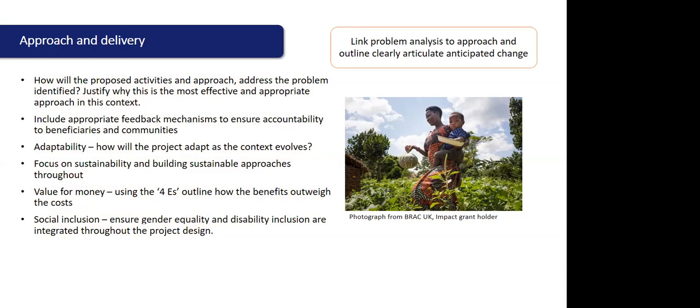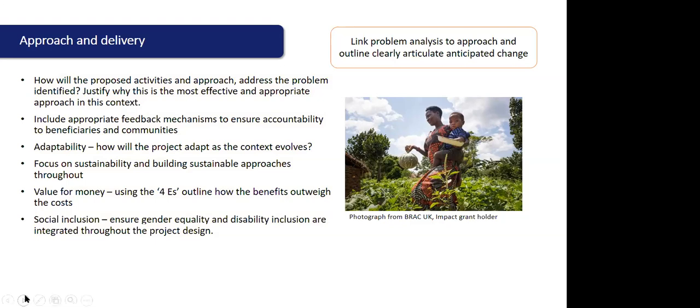So quite often we'll see applications where we don't quite see the link between the problems that they've outlined and the interventions that they're proposing. And it's really important that that link is really clear. And we also really encourage you to be able to articulate the anticipated change. So don't just tell us what your inputs are, what your activities are going to be. It's really useful if you're able to tell us what change you anticipate to see as a result of doing X, Y, and Z interventions.